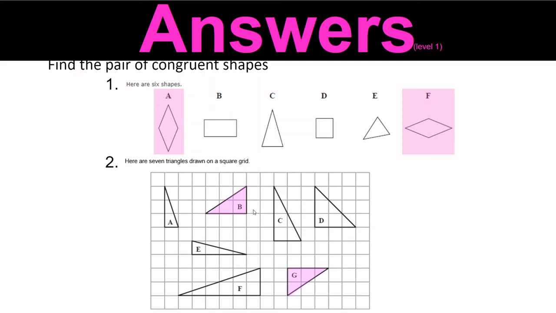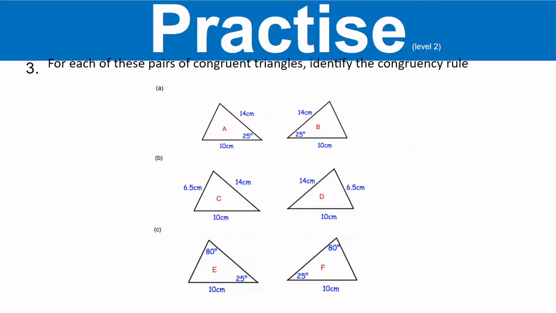If you look at the perpendicular sides, this is 2 squares and this is 3 squares. This is 2 squares and this is 3 squares. They may not have the same orientation. It looks like maybe one triangle has been rotated to form the other, but they are congruent. Hopefully questions 1 and 2 were pretty easy. Let's go on to level 2 of our practice now.